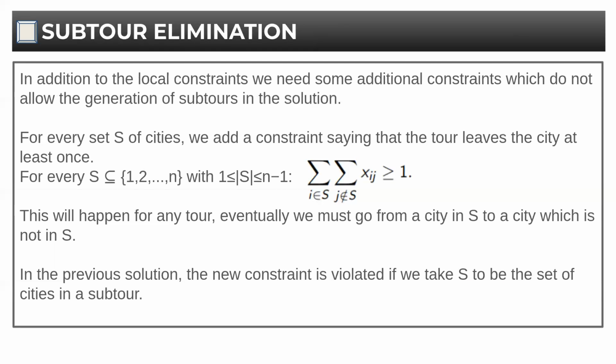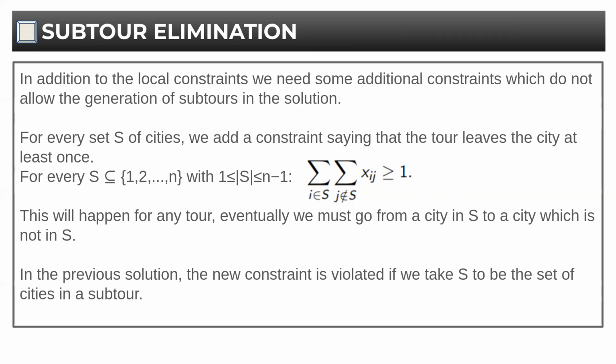How do we eliminate these subtours? In addition to the local constraints, we need some additional constraints which do not allow the generation of subtours in the solution. For every set S of cities, we add a constraint saying that the tour leaves the set at least once.